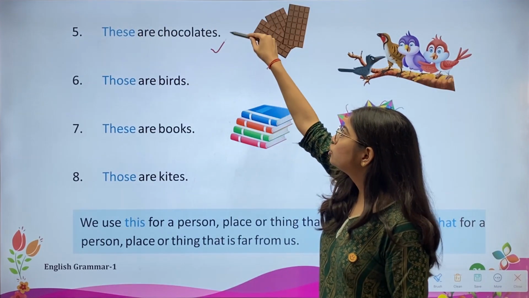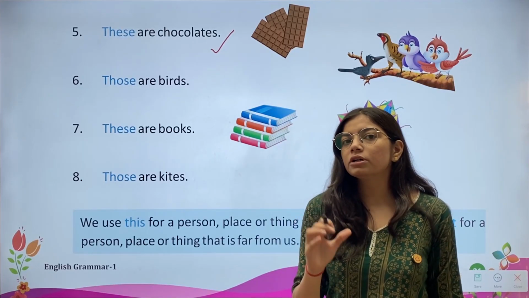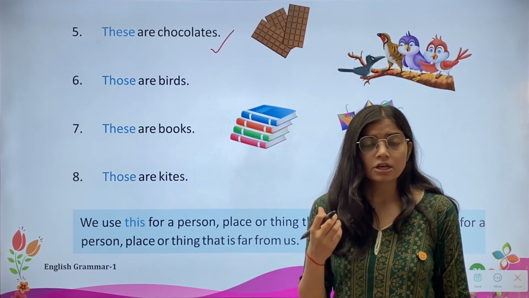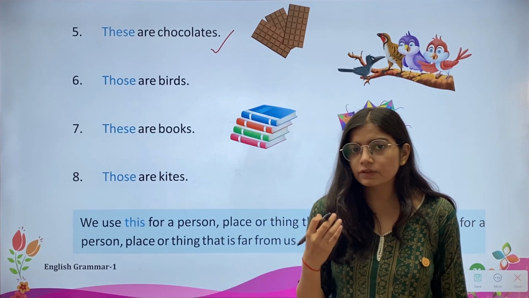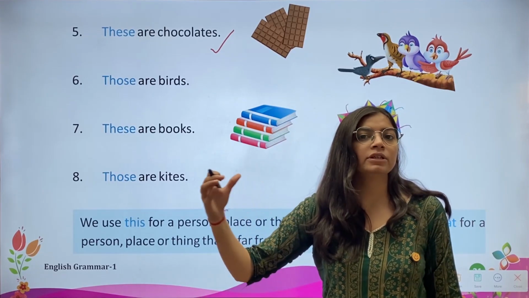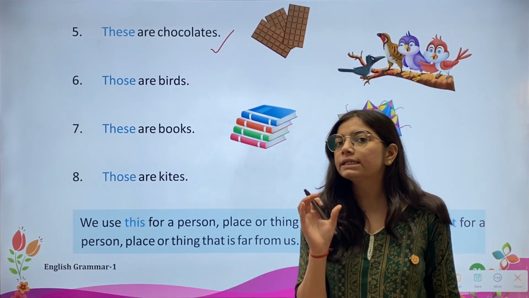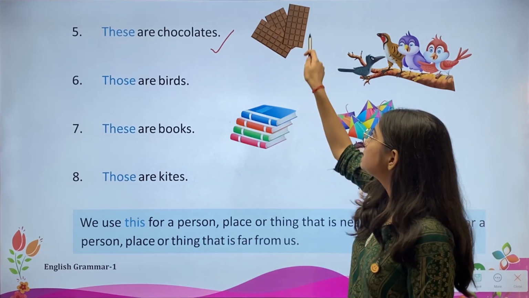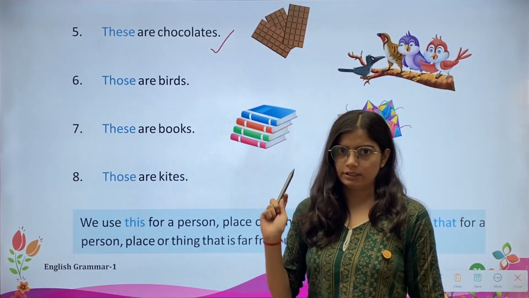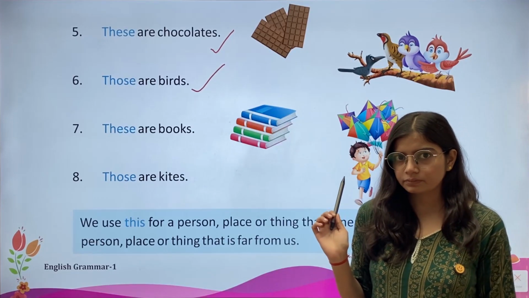These are chocolates. So now if we talk about many things, or you can say we are talking about plural things, if the thing is near to us, we use the word these. Again, for place, animal, or thing, if there are many and near to us, we use the word these. Okay, as you can see, there is written already, these are chocolates. Okay, then we have the sixth one, those are birds.